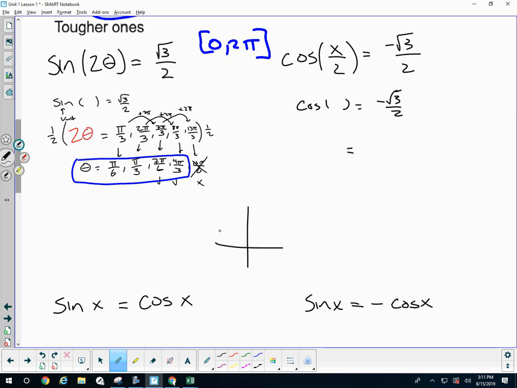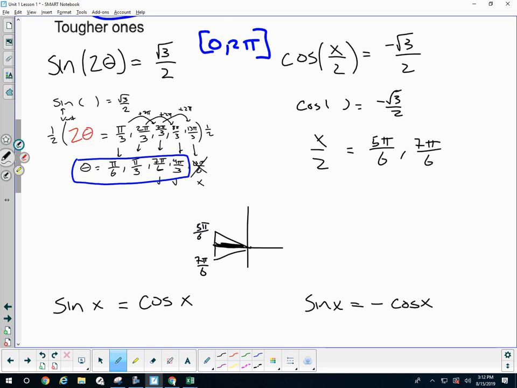Cosine is negative root 3 over 2 at the pi over 6s here and here. Why? Because root 3 over 2 would be the longer side of my 30, 60, 90 triangle, which is created through my shorter 30, 60, 90 triangles at the pi over 6s, this being 5 pi over 6 and this being 7 pi over 6. You need to be able to get there. So there's that one and there's that one. But that's not my answer because it's the cosine of x over 2 that needs to give me negative root 3 over 2.